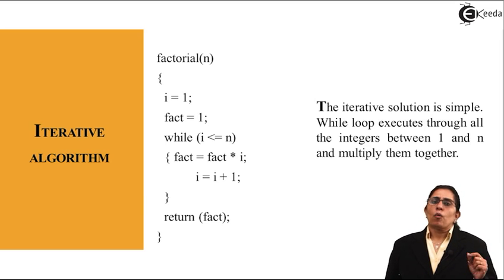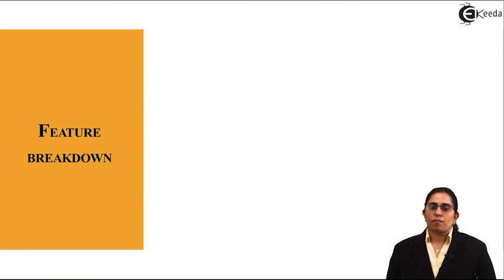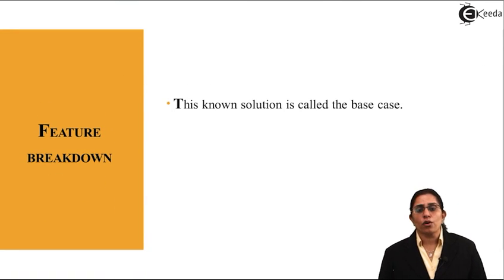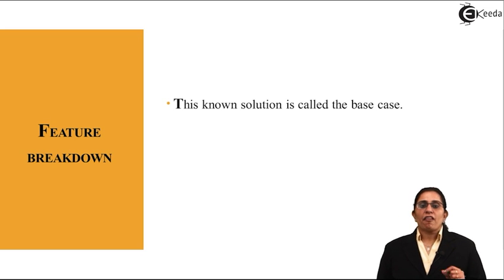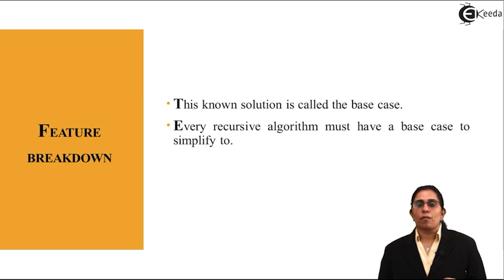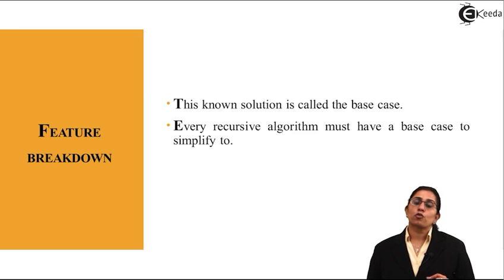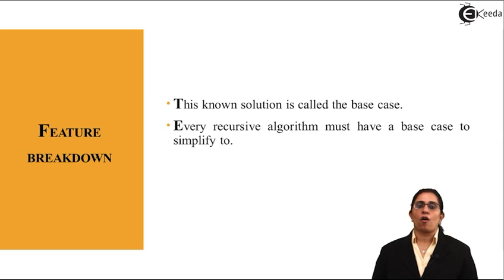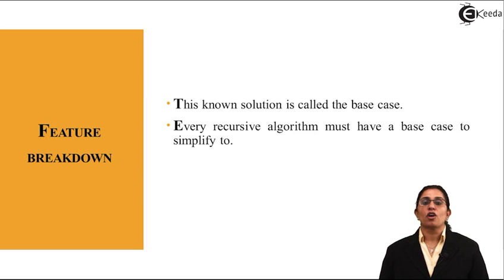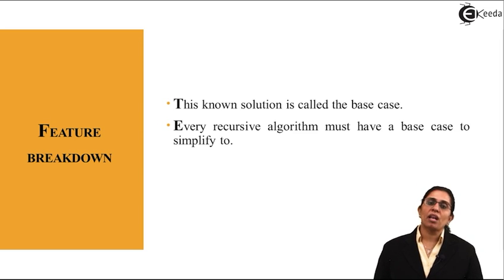Now, what is a feature breakdown in this? This solution is called the base case. Every recursion algorithm must have a base case to simplify to. That is, I can break it down to a simpler solution, which will be the minimal and the best solution.